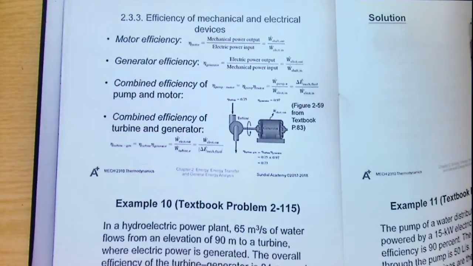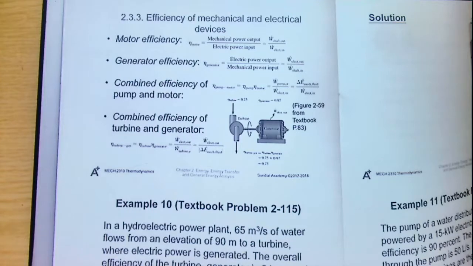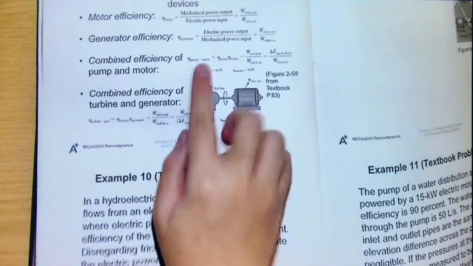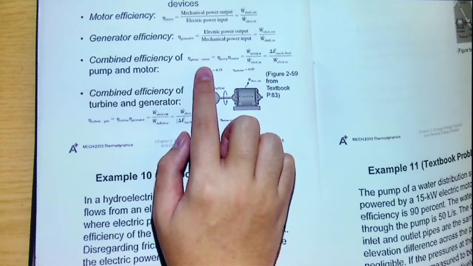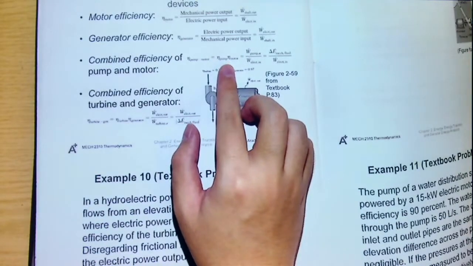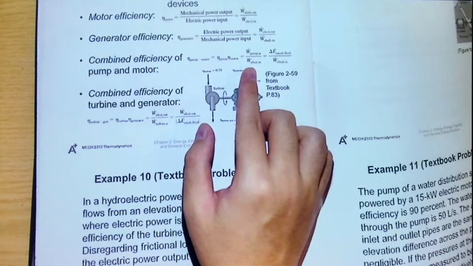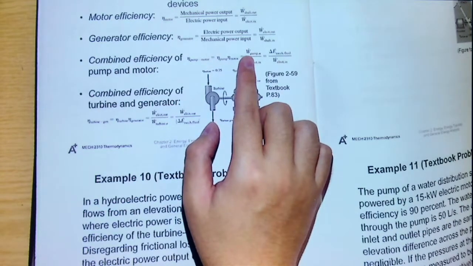As a pump usually works with a motor and a turbine usually works with a generator, we also have this kind of combined efficiency. That is, we couple the pump and the motor together to get this efficiency. That's the pump-motor efficiency. As I've said, if we can divide a big process into a sequence of processes, then the overall efficiency is equal to the product of the efficiencies of the individual processes. So it will become the electrical input as the denominator, and the useful pumping power as the numerator.